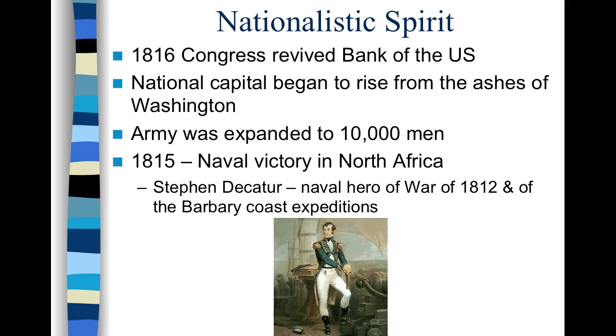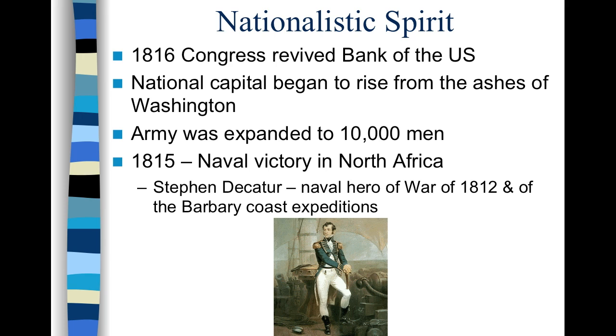You have 1816, Congress revived the Bank of the United States. The national capital began to rise from its ashes in Washington, and they began to rebuild everything. And of course, we learned from our past a little bit. We understood that we did have to have an army to be ready to go to war. So we actually expand the army to about 10,000 men. So we have a standing army that's in place, at least an expeditionary force that's there. Later on, we institute the draft when we need to increase the forces even more. But we do have to have a standing army that's there at least to some size.